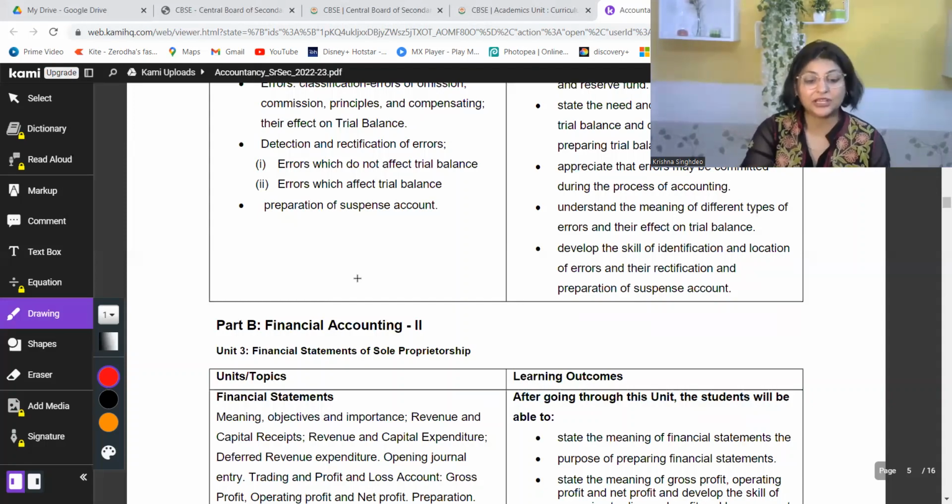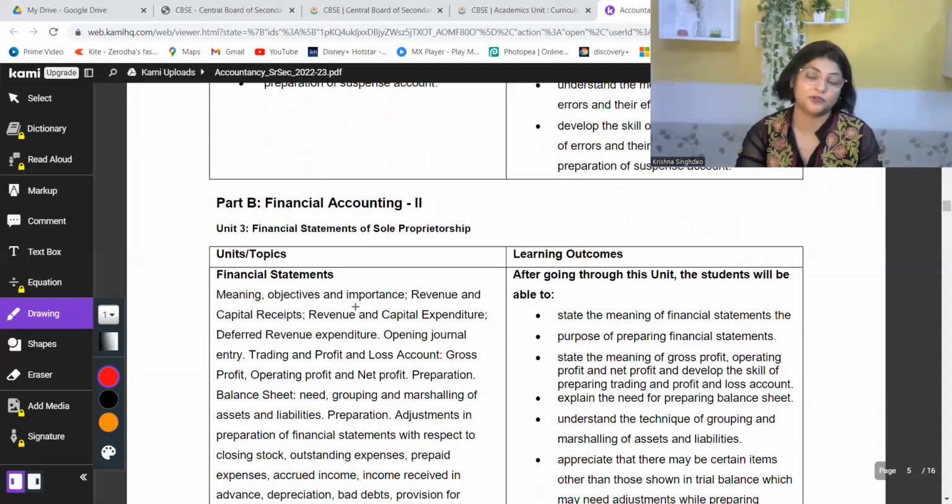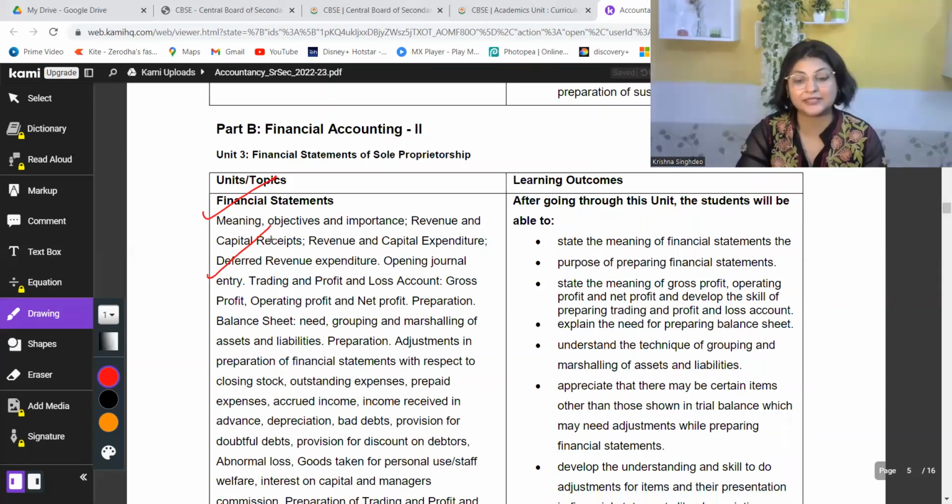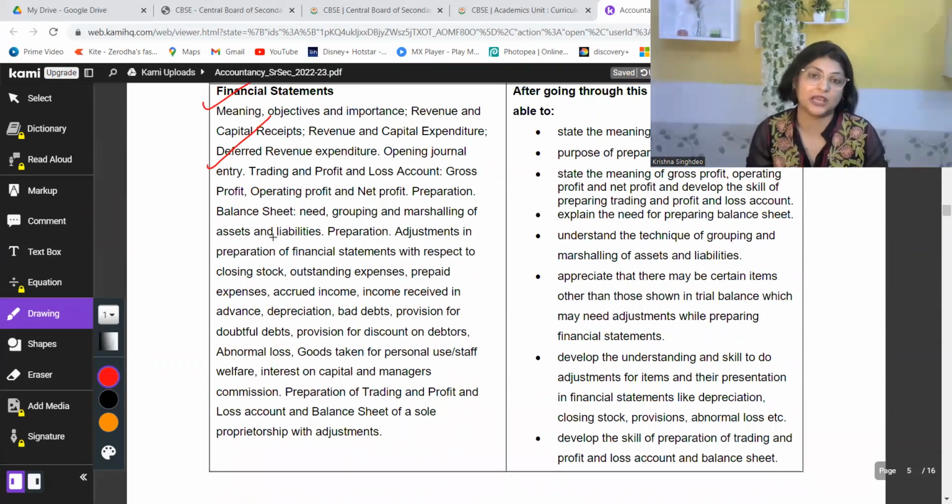Now let's see financial accounting, which is the second part of your portion, part B. Under this, what comes? Financial statements, meaning your trading account, profit and loss account and balance sheet. Opening journal entries and closing journal entries you will learn, and I tell you, this is a very important chapter, because, as I told you about journal and ledger, this is going to be useful throughout your life till the time you study accounts. This topic will come again and again in various forms, so you have to study it very carefully.